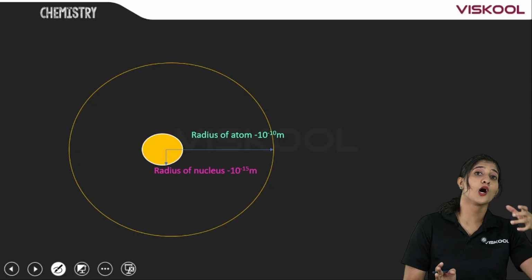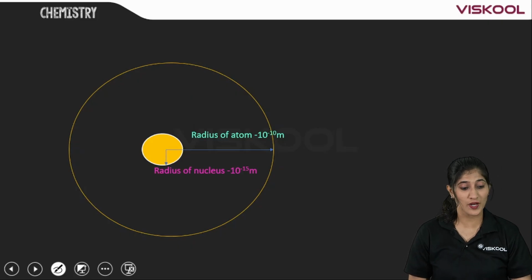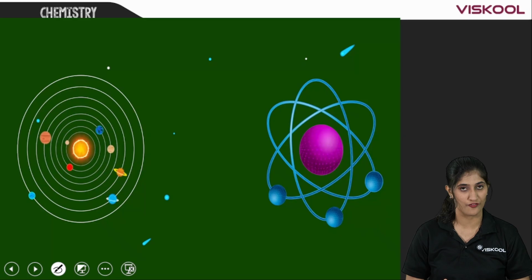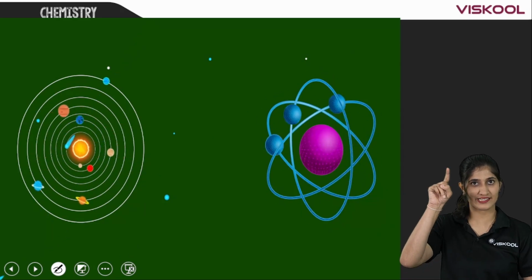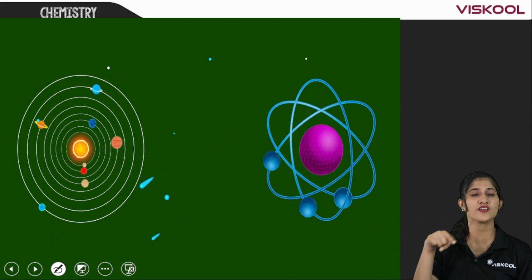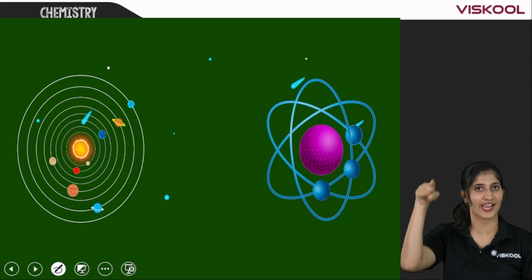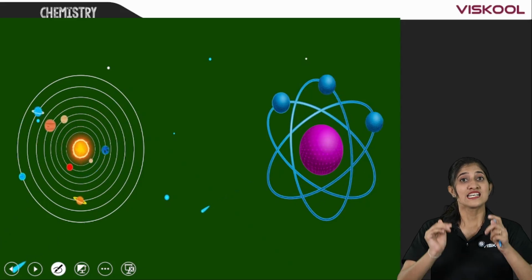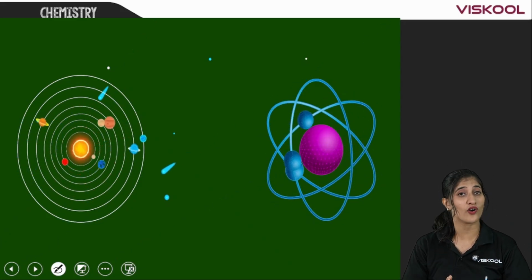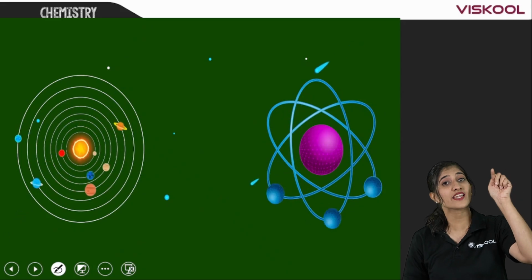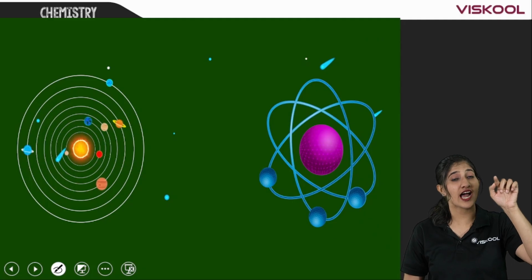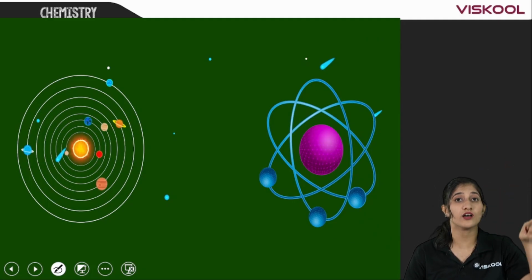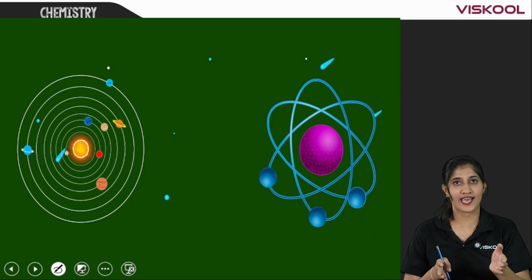Now, based on the observations and conclusions, he proposed planetary model of atom. He said that atom is like a solar system. Now, what really happens in a solar system? Yeah, sun is at the center, the planets are revolving around the sun in the circular orbits, right? This is what happens in the solar system. Similarly, according to Rutherford, in atom, there is a positively charged dense nucleus at the center. Now, the electrons are moving around the nucleus in a circular path called orbits, like solar system.